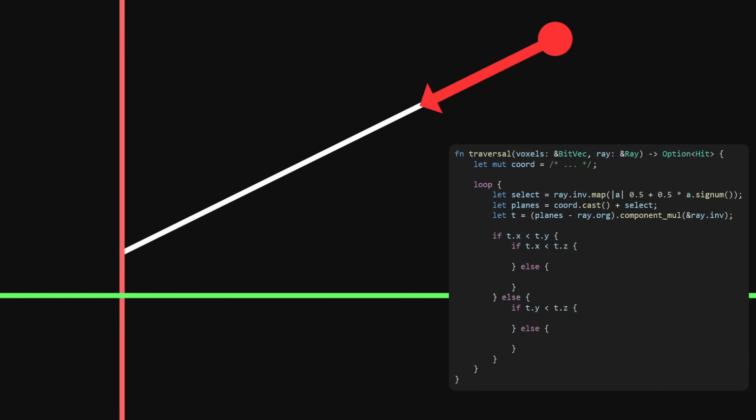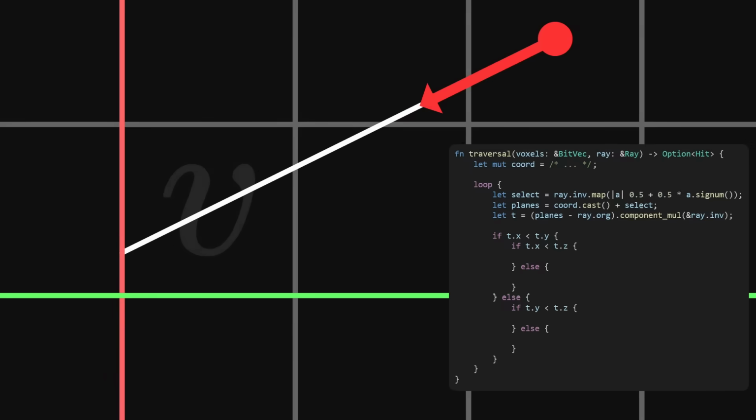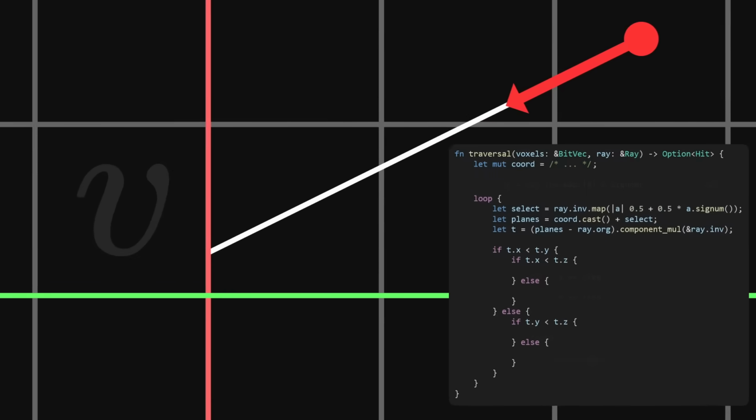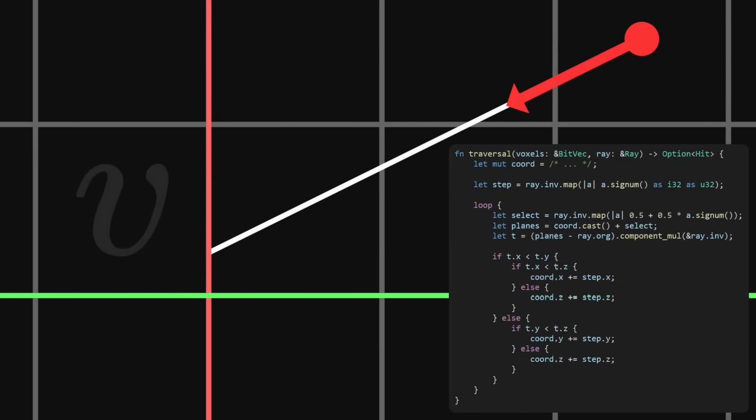From the sign of the direction, we also know if we're supposed to step in the positive or negative direction. In other words, to get the next voxel in the traversal, we want to add the sign of the direction to the component of the voxel coordinate for which the plane intersection t value is lowest. And again, for the same reason, we'll use the sign of the inverse instead.